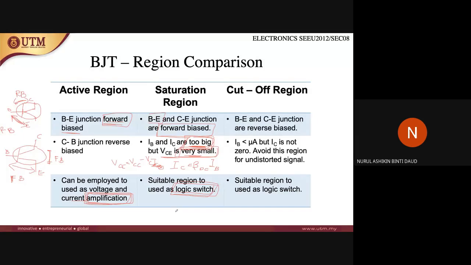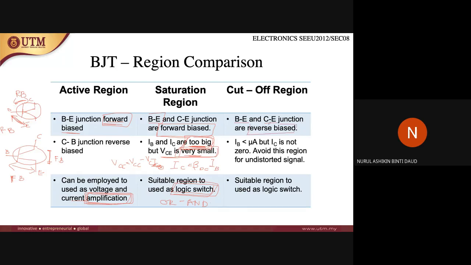And then the logic switch, you know, this logic switch, or and there's one more I don't remember, or and those things. And then the cutoff region: the base-emitter and also the collector-emitter junctions are both in reverse bias.